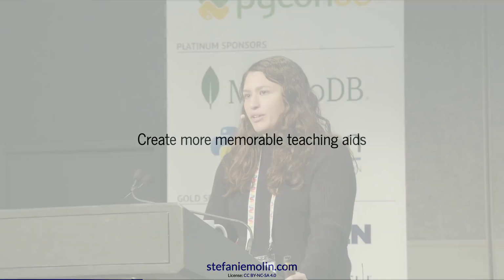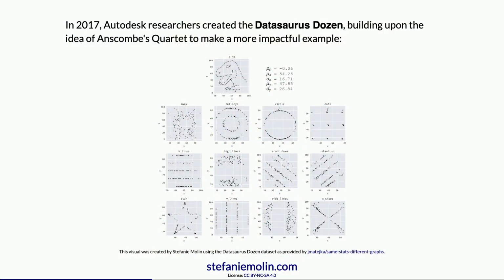So one way I would argue is by creating more memorable teaching aids. So in 2017, researchers at Autodesk made what's called the Datasaurus Dozen. Building on top of Anscombe's quartet, they this time took a dinosaur, which is called the datasaurus, and they used a technique called simulated annealing to convert it into the 12 shapes seen below. Again, sharing all the same 5 summary statistics that we saw before.